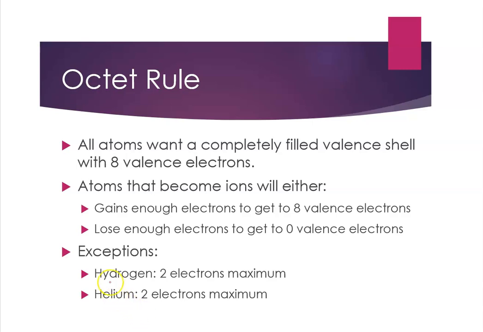The only exceptions to the octet rule are hydrogen and helium. Because they're so small, they can only have a maximum of 2 electrons. They'll never have more than that.